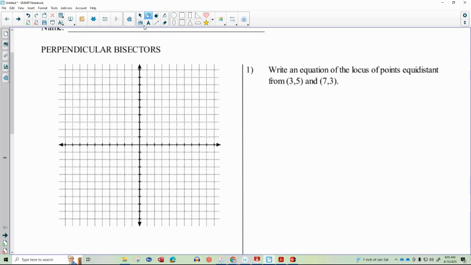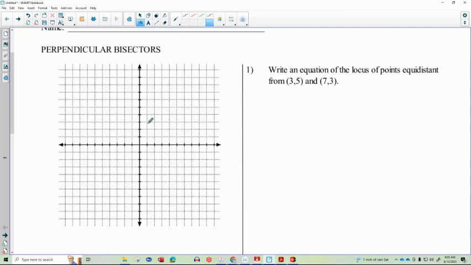All right, step number 1 is understanding what we're even doing here. So here it says, write an equation of the locus of points equidistant from (3, 5) and (7, 3). Your question will say, write the perpendicular bisector. That actually means the same thing as locus of points, but you don't need to worry about that.